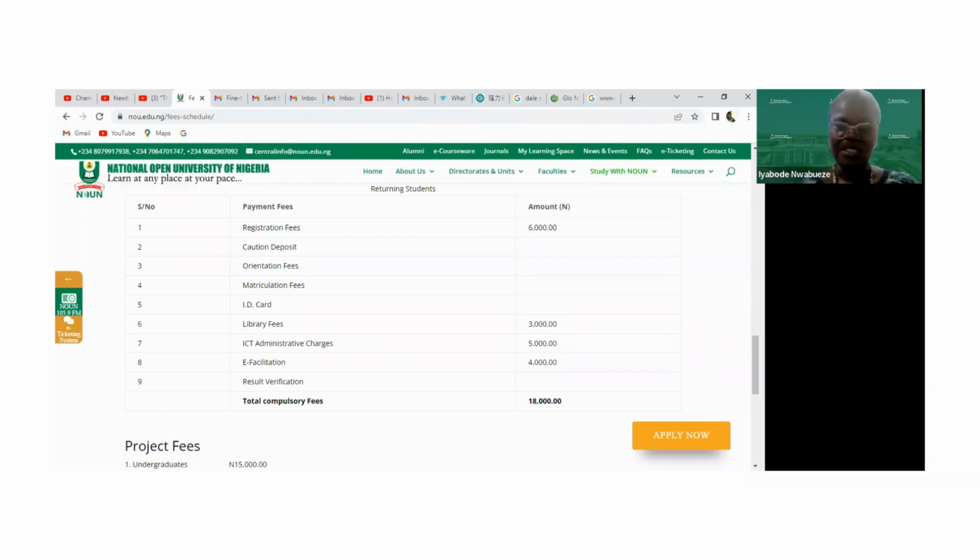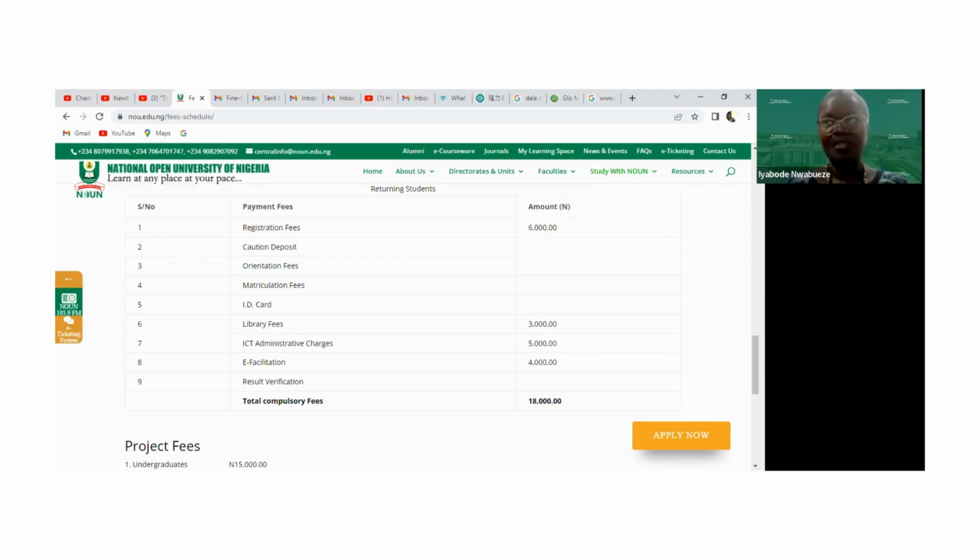The ICT charges, then the e-facilitation charges, so it amounts to the same 18,000 naira that undergraduates will pay. So virtually, I guess we are giving our education for free in NOUN. That's good. That's what government said we should do, and that's what we are doing. It's okay. We have to provide access to everybody who desires to have education. And hopefully we are actually meeting that mandate, because it was given to us.